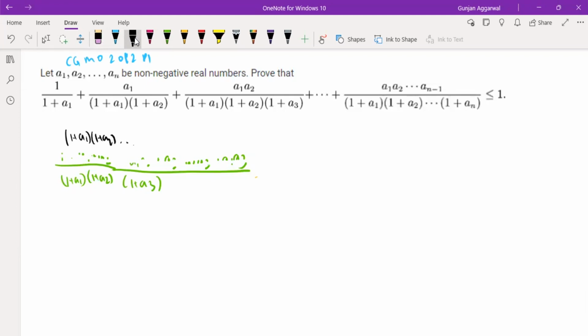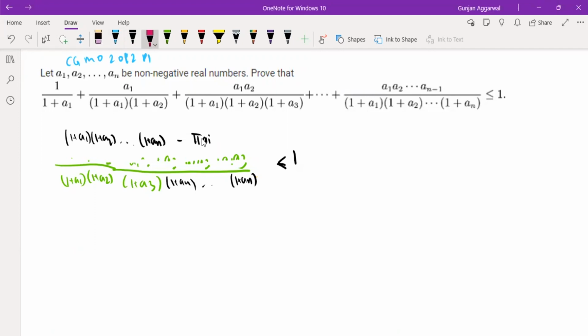Is it like 1 plus a1 into 1 plus a2? So 1 plus ai minus product ai. Yeah. So now this thing is basically like 1 minus product ai divided by product 1 plus ai, right? It's obviously less than... Wait, can you say it a bit louder? Which is obviously less than 1. Yeah.